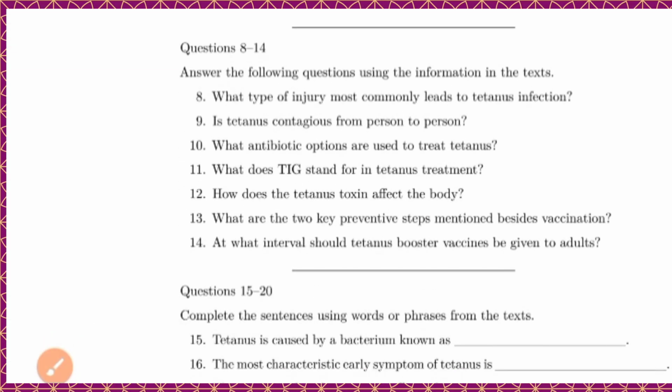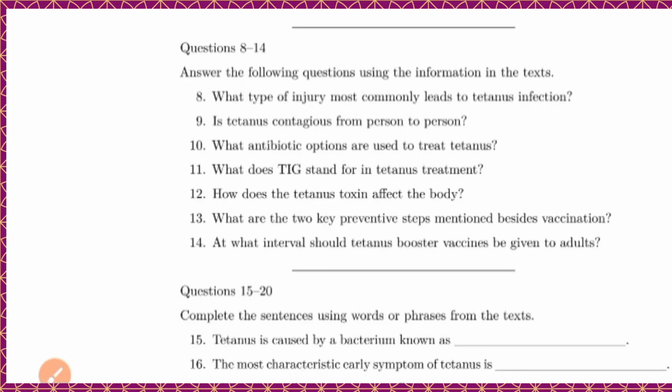Next are questions 8 to 10. Here we answer the following questions using the information in the text. So whatever is already mentioned in the text, we have to check and write the answer, okay. First, question number 8 is: what type of injury most commonly leads to tetanus infection?